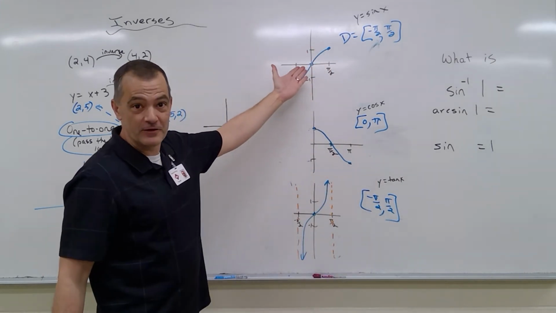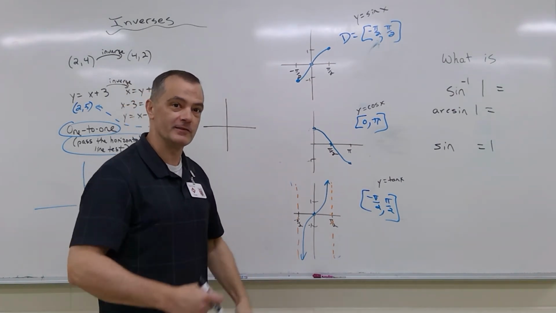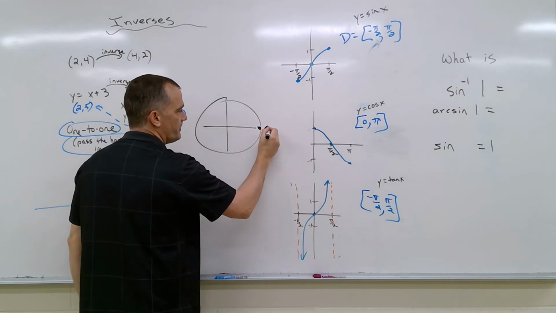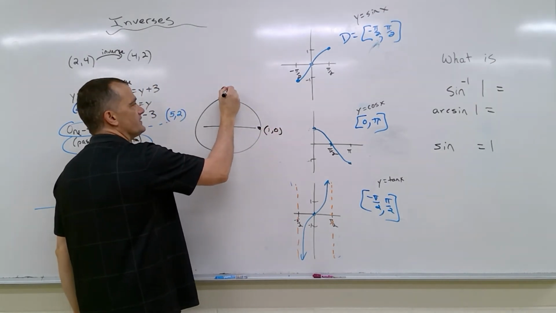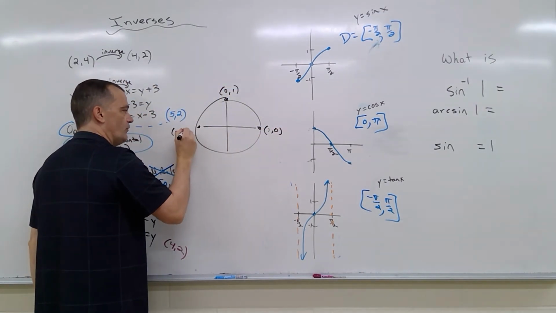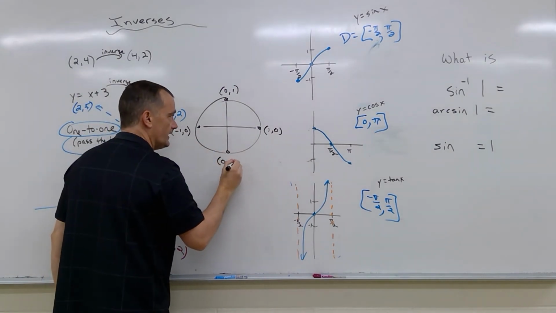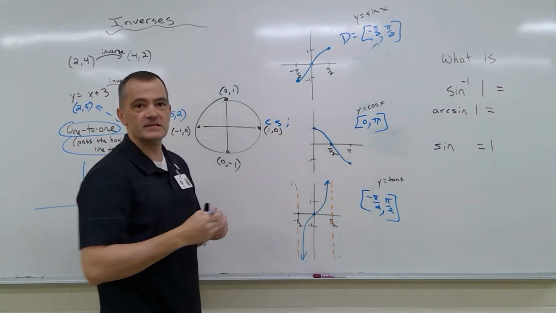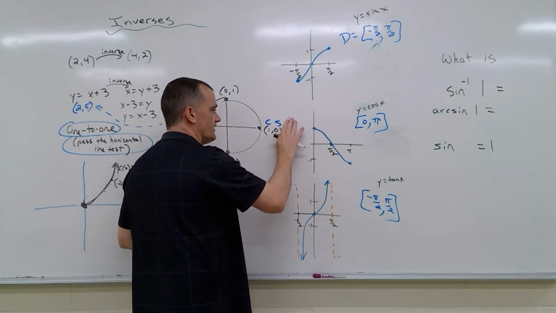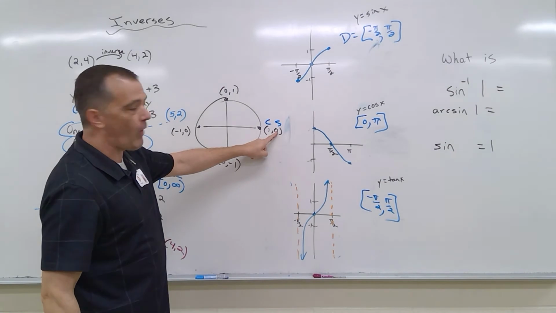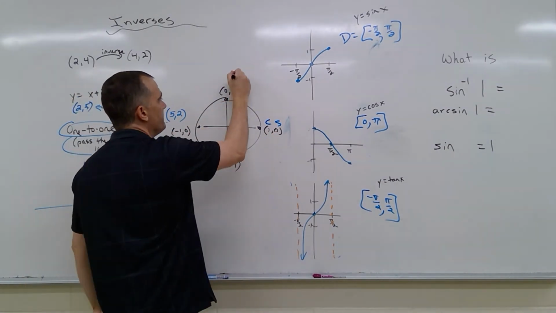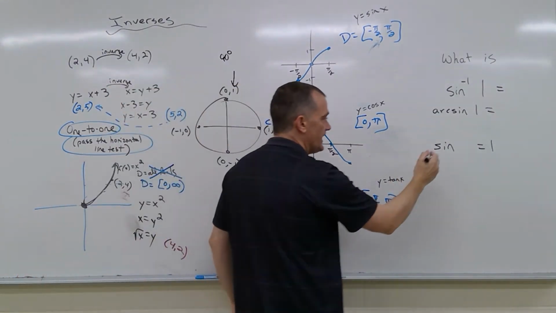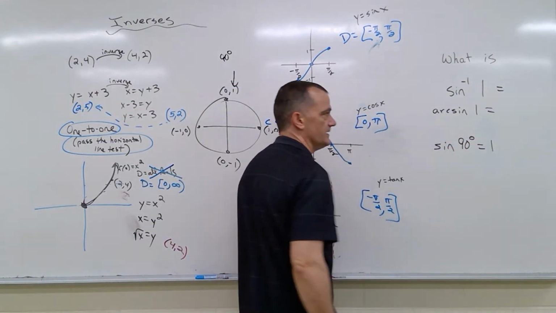Exactly. This is the graph of the unit circle, which is weird that I'm drawing the unit circle, but stay with me. Here's the unit circle. So remember, this is the ordered pair 1, 0. This is the ordered pair 0, 1. This is the ordered pair negative 1, 0. This is the ordered pair 0, negative 1. So it's the y value that's the sine. So look at that. At 90 degrees, pi divided by 2 radians. So the answer to this is 90 degrees.